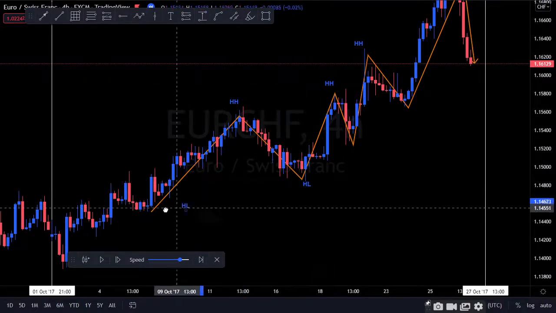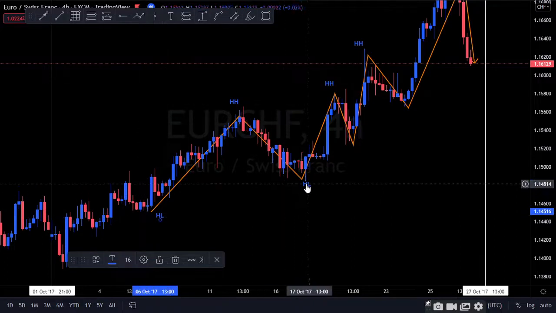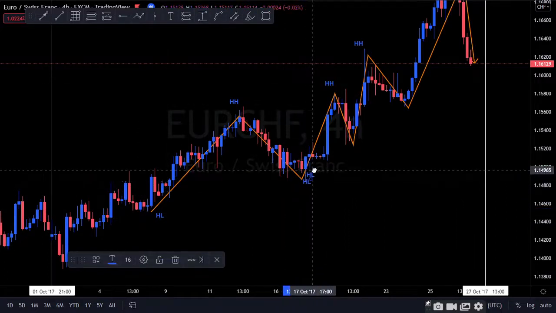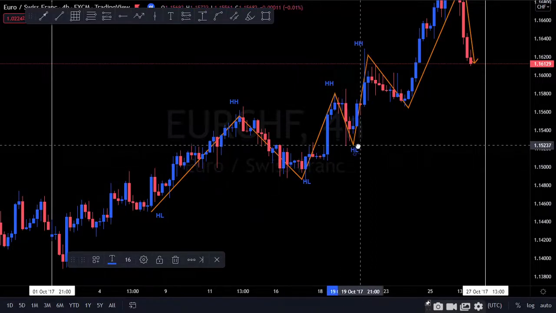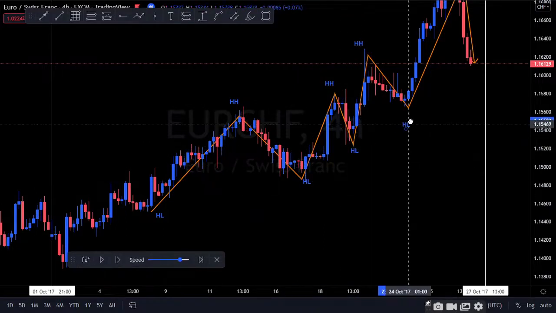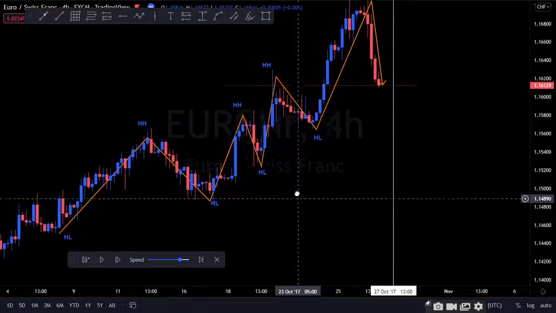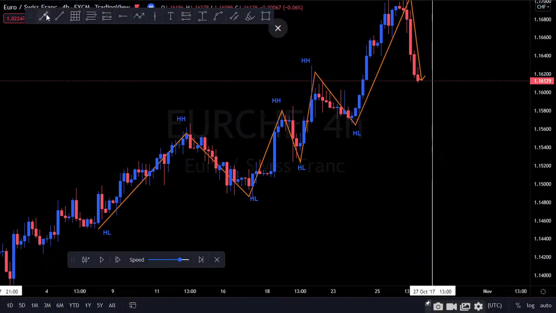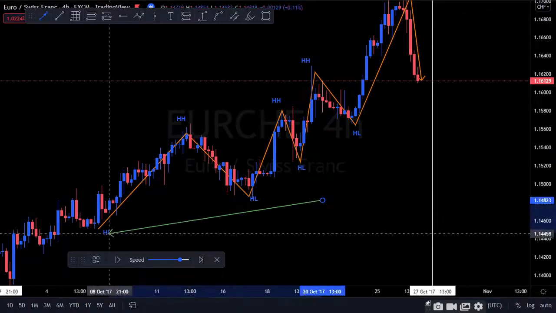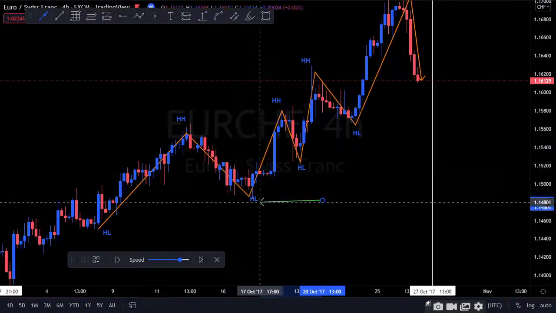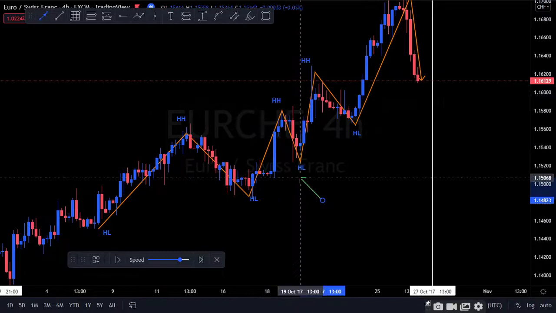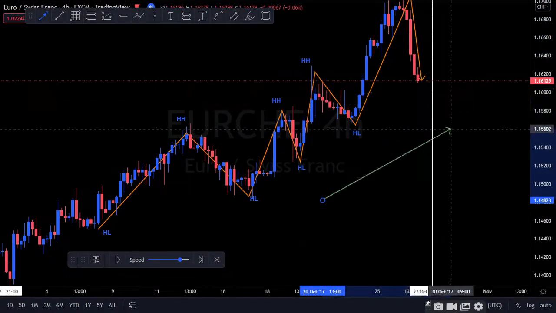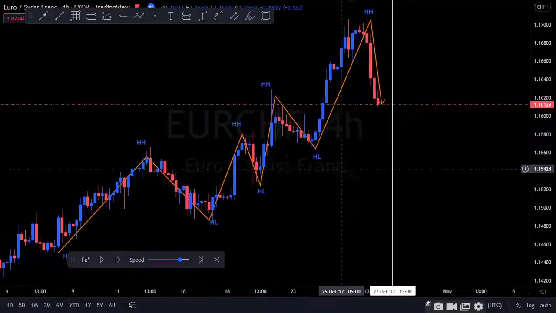Why is this sometimes higher low? Okay. Have higher low over here. Another higher low. Perfect. Very, very perfect. Good. So we have the higher low, higher high, higher low, higher high, higher low, higher high, higher low, and then higher high.